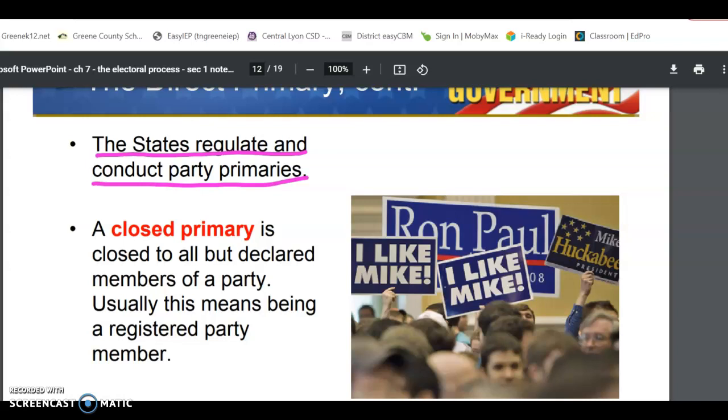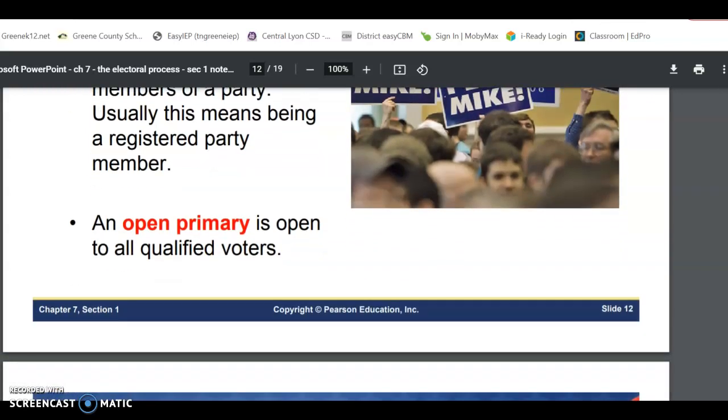So a different one is something called a closed primary. I've never seen one of those in my lifetime, but it's closed to all but declared members of a party. Usually this means being a registered party member. The most common type is the open primary, and it's open to all qualified voters. So like the presidential election, anybody can vote.